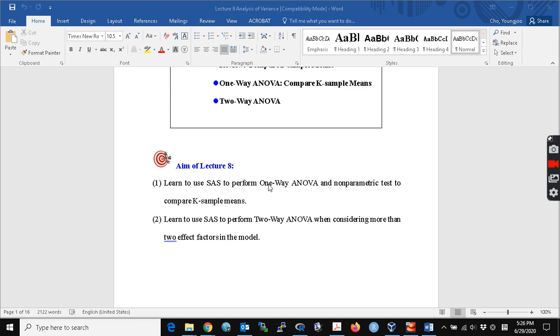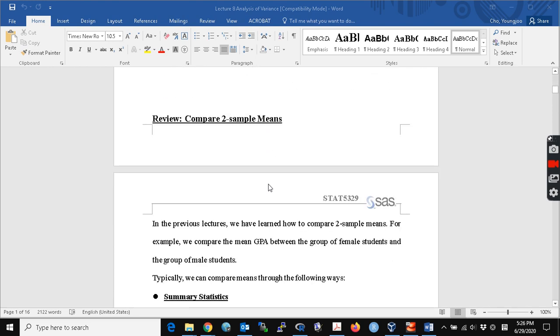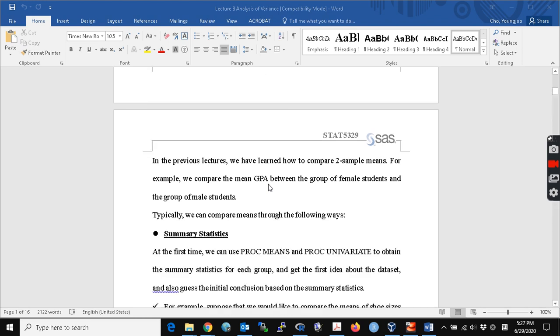Two-way ANOVA is useful when you have more than one factor. One-way ANOVA is equivalent to comparing the k-sample means. So we have only one factor, and if we have more than one label, then it is just comparing the means of the different populations. Before talking about one-way ANOVA, let's review the two-sample means.